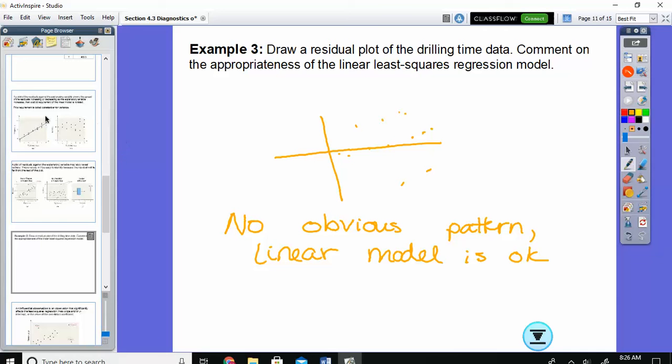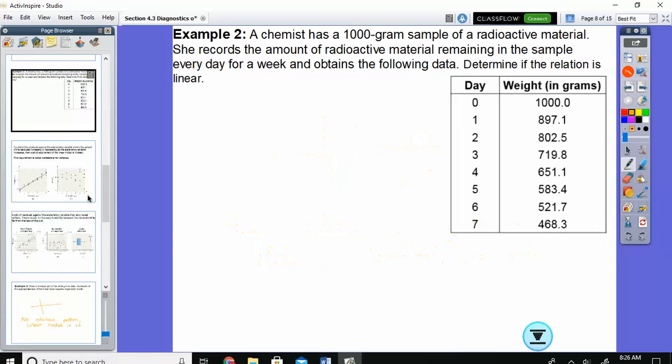All right. Let's do another one. So let's do a different set of data. We have a 1,000 gram sample of radioactive material. We're going to record the amount remaining every day for a week, and this is our data. I want to decide if this is linear. So let's enter this into our table. Deciding if it's linear, we have some options. We could look at the normal scatter plot and do our kind of, oh, it looks mostly linear or not. Residuals is another way of doing that.